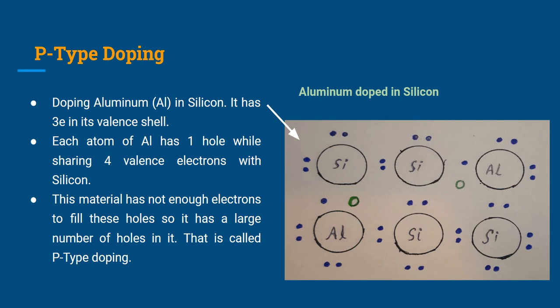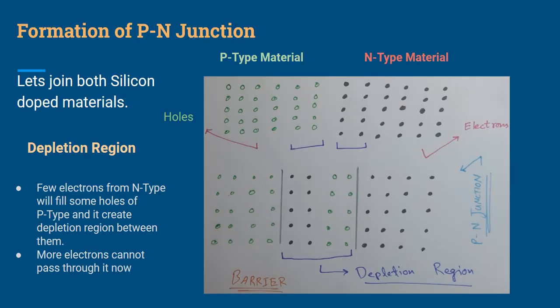Now we understand exactly what p-type and n-type doping are and how they form. In the next part, we can see how the p-n junction forms. We bring together this p-type and n-type material. Let's see what happens. A few electrons of the n-type are going to fill the holes of the p-type, and they come up with a depletion region or barrier, and this is called the p-n junction. This is how the p-n junction is formed.